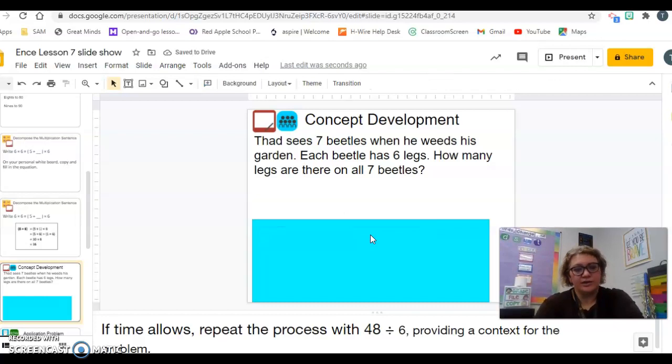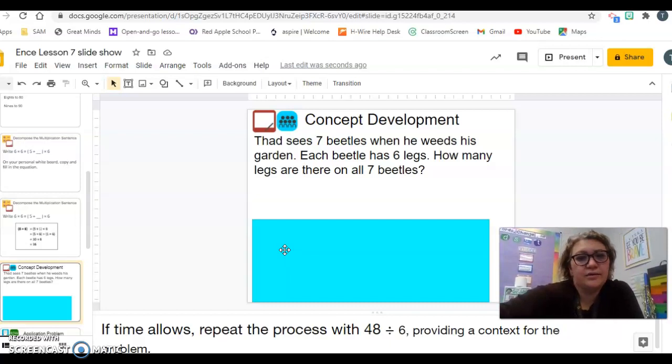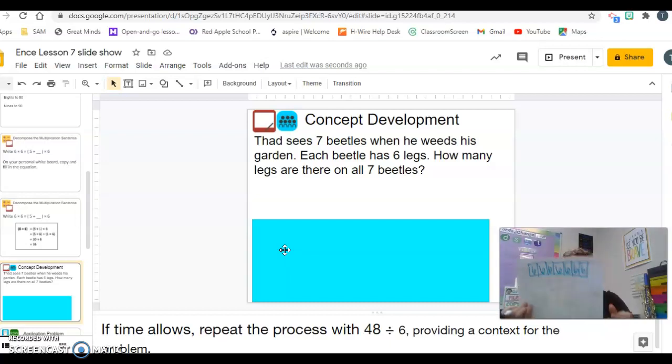Okay, so if I could draw on this, I would draw a tape diagram. I'll draw on my whiteboard. How about that? There we go. Okay, so I know that there are 7 beetles, and he weeds his garden. Each beetle has 6 legs. So I'm going to draw 7 boxes with 6. 1, 2, 3, 4, 5, 6, 7. Okay, so now we're going to count by 6s 7 times.